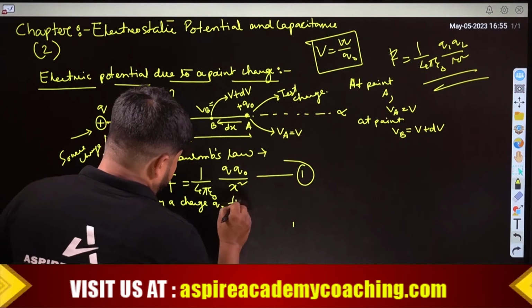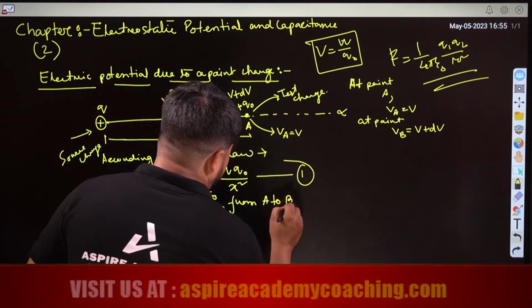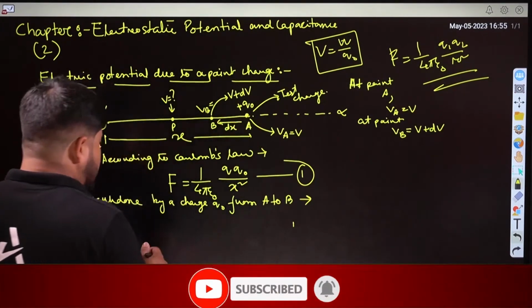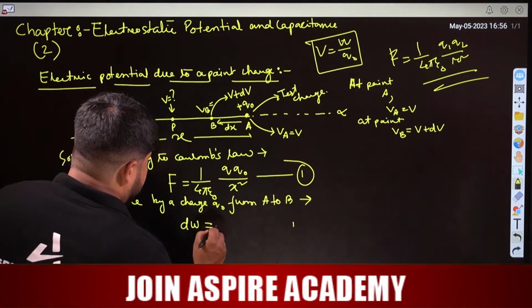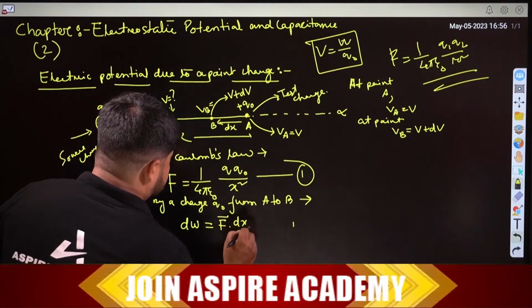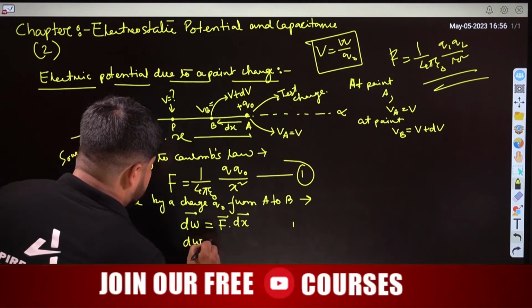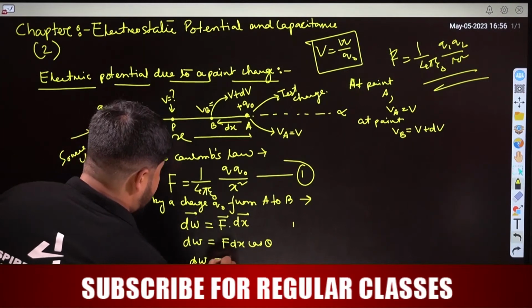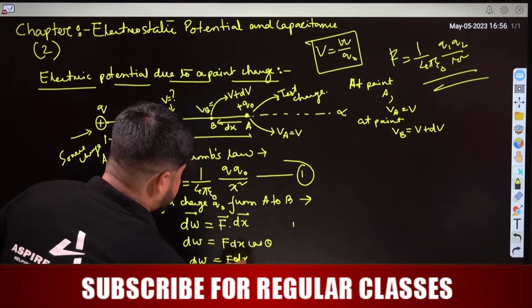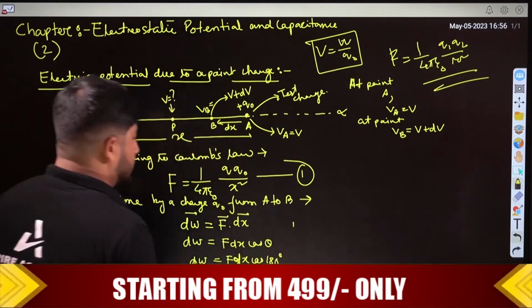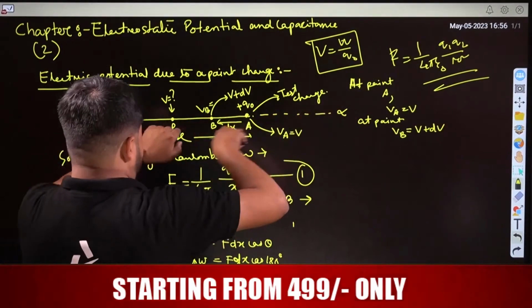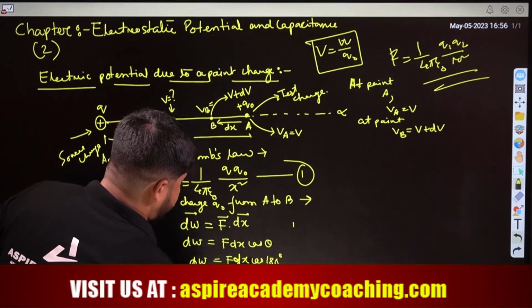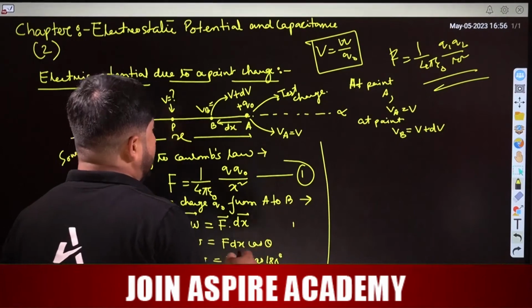Work done by a charge q naught from A to B. First, from A to B, this is dx amount of work done. So dW, work done, is force dot dx, so dW is equal to F dx cos theta. The angle is 180 degrees, cos 180 degrees, because displacement and force are in opposite directions. So F dx cos theta means dW is equal to minus F dx. Now we have to calculate the total work done.